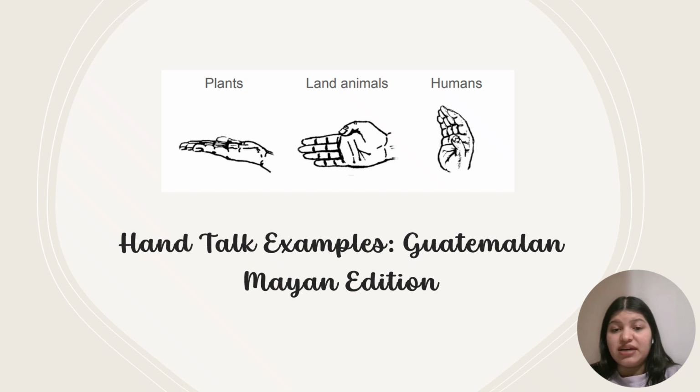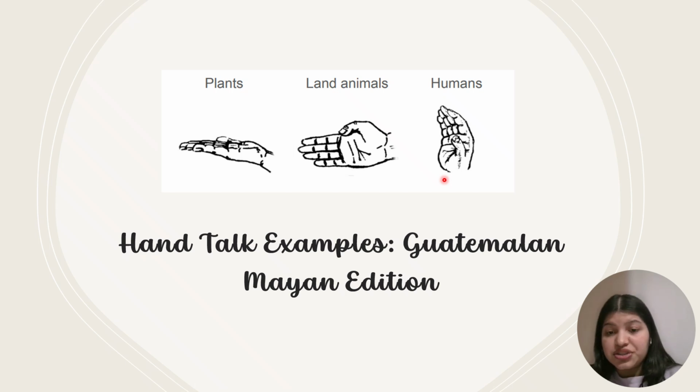Now we have some hand talk examples, the Guatemalan Mayan edition. So we first have the gesture or the hand talk for plants, and that is the palm facing upward. Then we have land animals, which is kind of like an ASL B facing outwards. And that is used to measure cows or even chickens or any sort of land animal that they know of. Then we have the C. It looks like a C in ASL facing outward as well, and it's for humans. It represents humans. So these three signs are used to measure these three things or to describe them.